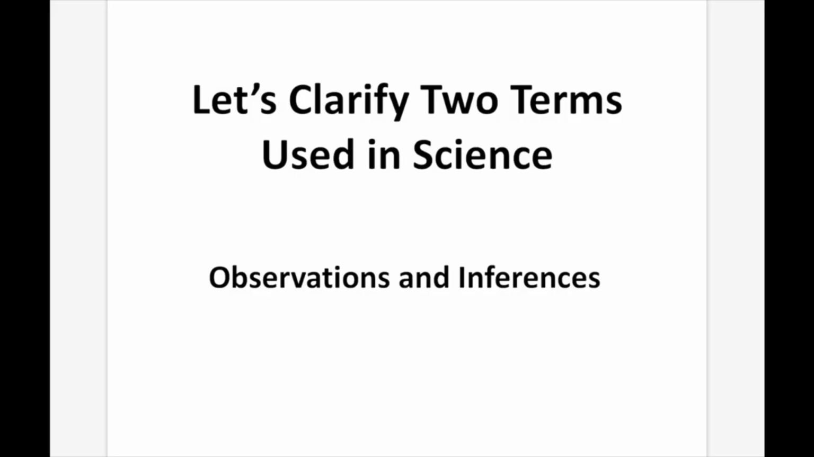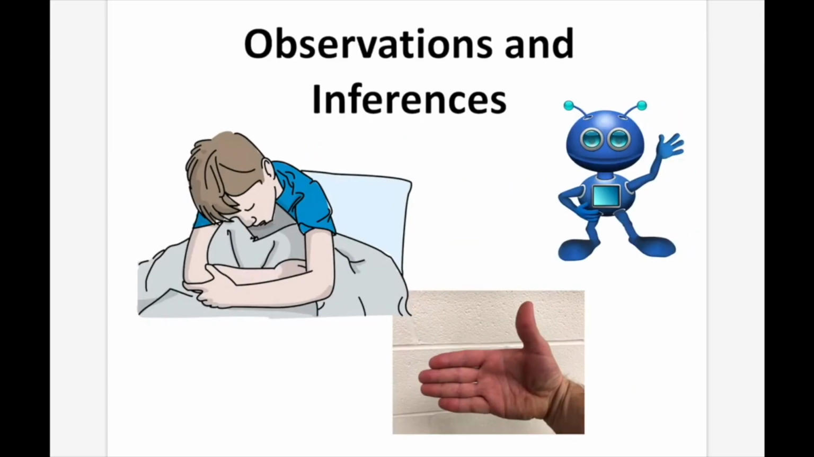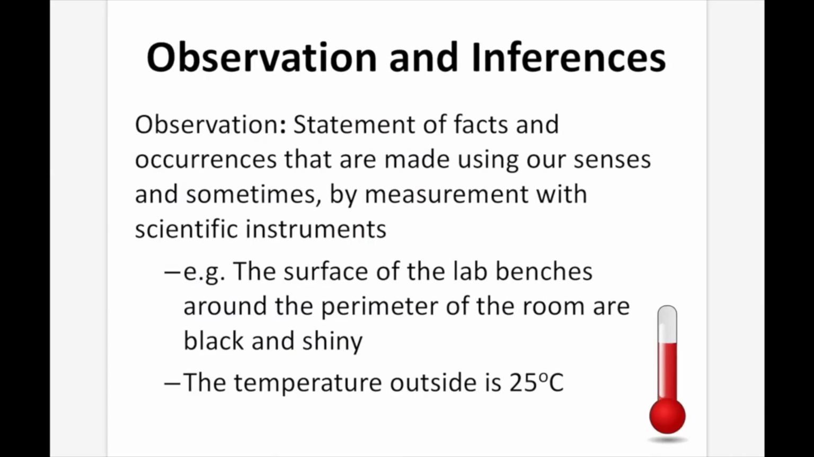So now that we know what scientific literacy is, let's clarify 2 terms commonly used in science: observations and inferences. An observation is a statement of facts and occurrences that are made using our senses and sometimes by measurement with scientific instruments. So for example, the surface of the lab bench around the perimeter of the room are black and shiny. That's an observation. The temperature outside is 25 degrees Celsius. We can see that on the thermometer.